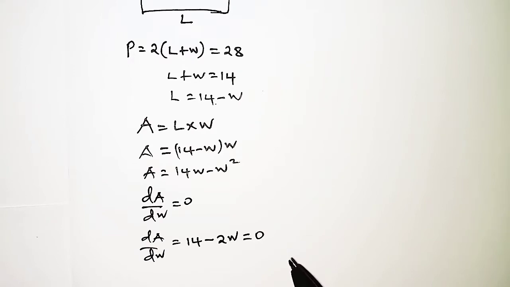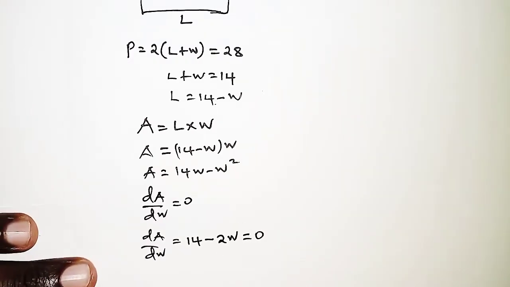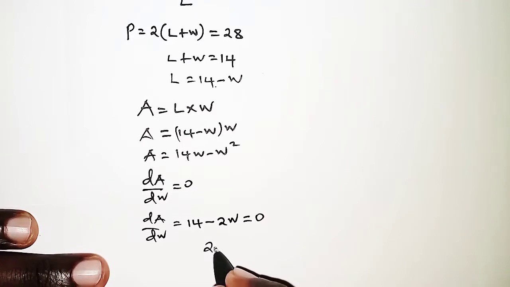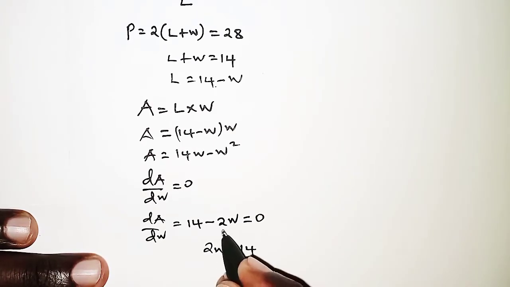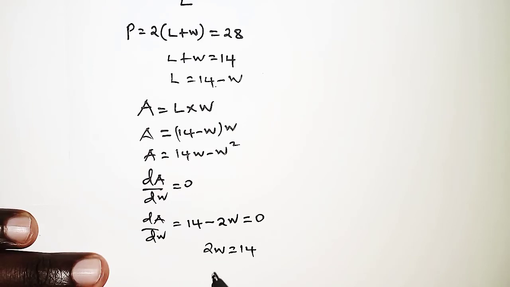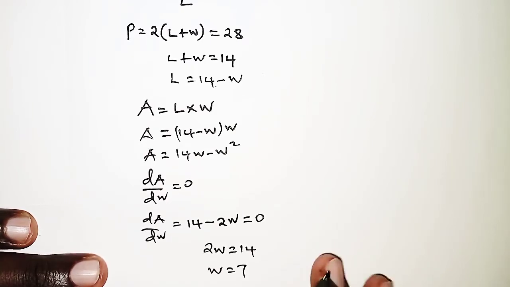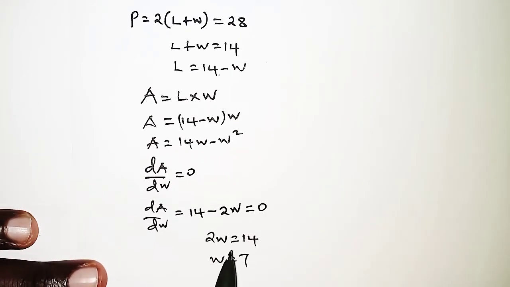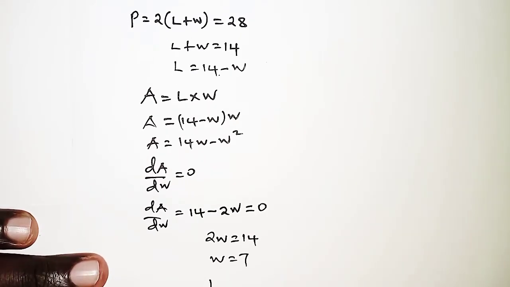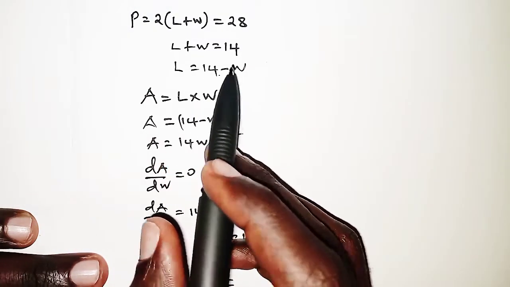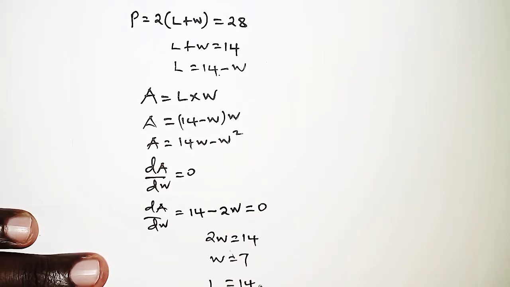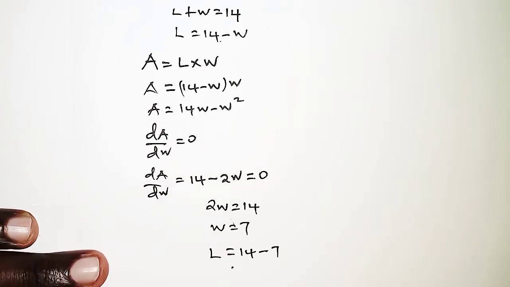From this equation, we can get the value of W. So we have 2W is equal to 14. Then finally, dividing both sides by 2, W becomes 7. So if W is 7, then L is 14 minus W, which is 14 minus 7. So the length here is 7.